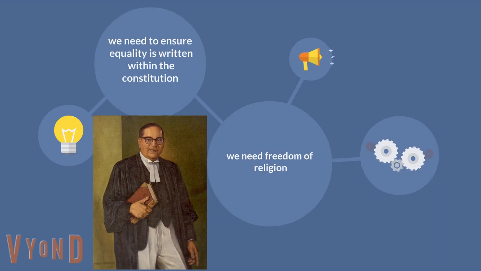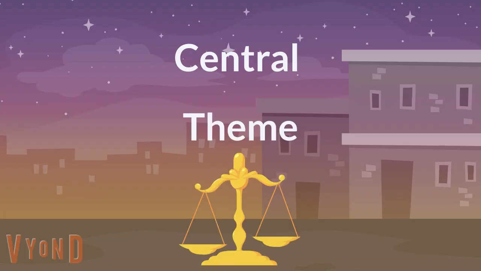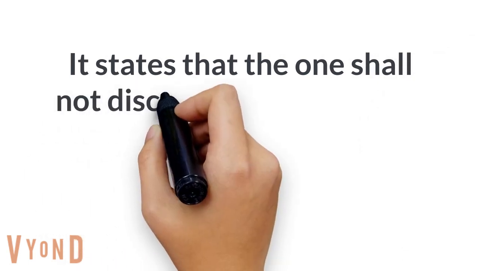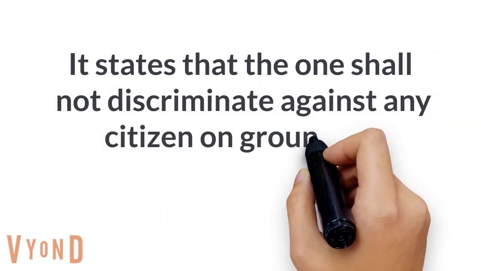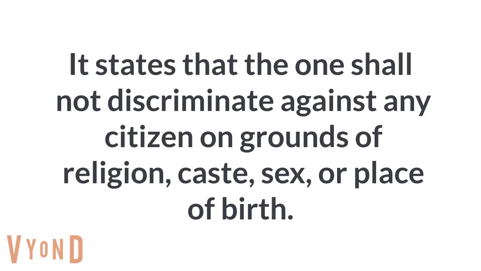Because he was such a low caste, he knew how backwards the thinking of Indians were, which is how the central theme of equality comes into play under Section 15 of the Indian Constitution. It states that one shall not discriminate against any citizen on grounds of religion, caste, sex, or place of birth.